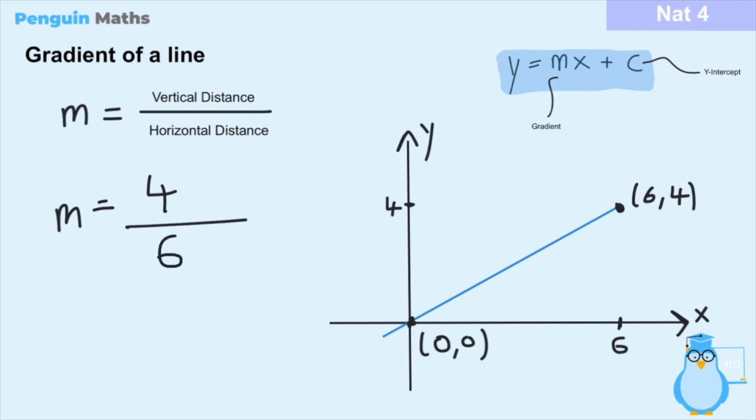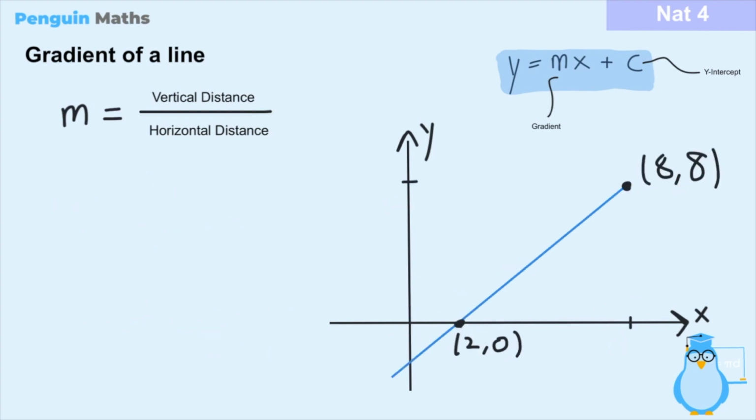So if our gradient is equal to 4 divided by 6, we can then say that m would be equal to 2 over 3, because that's just a simplified version of 4 over 6, and if we wanted to write this out in a decimal form, this would be equal to 0.66666. If you put that in your calculator, it would keep going on, but we are going to just simplify it to 2 decimal places, and we can say the gradient is equal to 0.67. So once again, the gradient is equal to the vertical distance divided by the horizontal distance between 2 points.